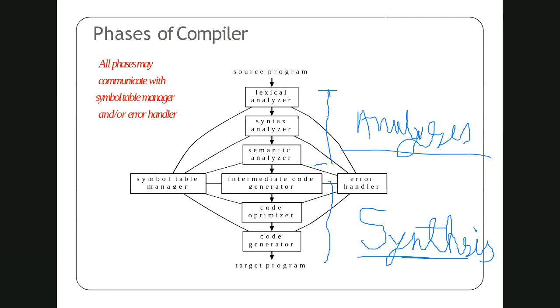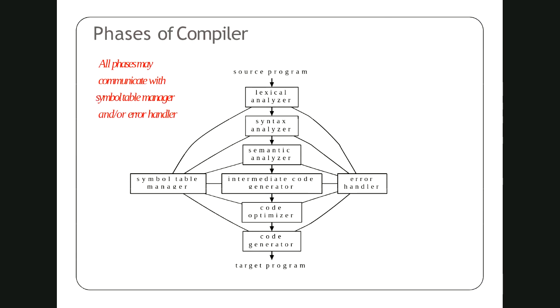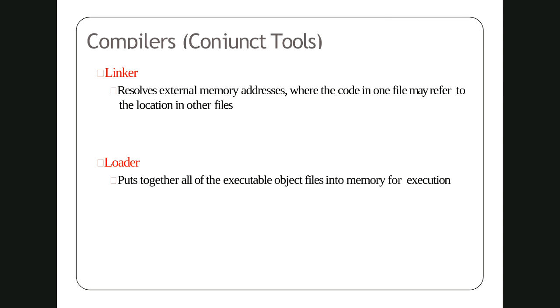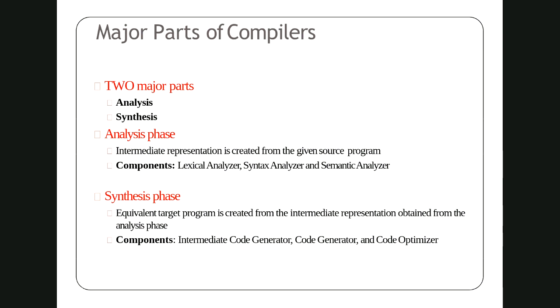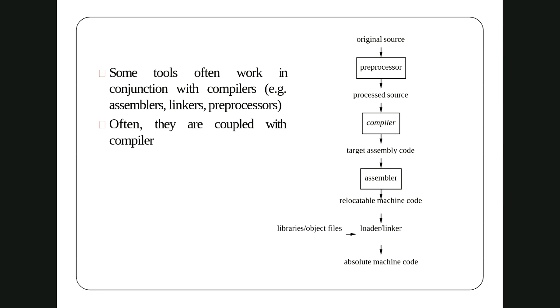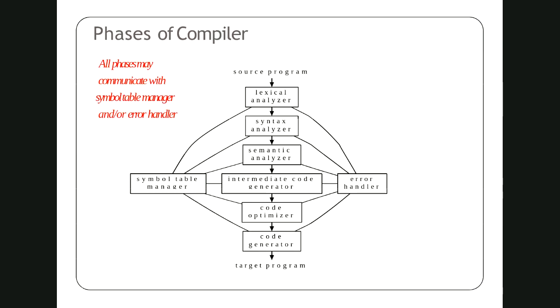In the analysis phase, an intermediate representation is derived from the given source program. Components like the lexical analyzer, syntax analyzer, and semantic analyzer come in the analysis phase. The analysis phase is just checking the correctness of your program. If something is wrong, it will throw an error. If something is a little bit wrong, it may throw a warning as well. So this part we have discussed.